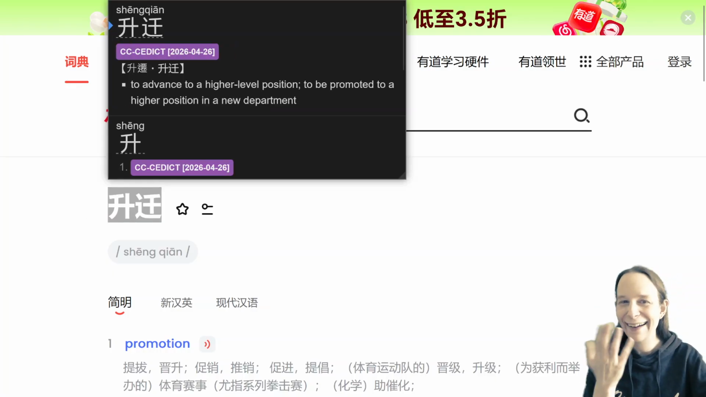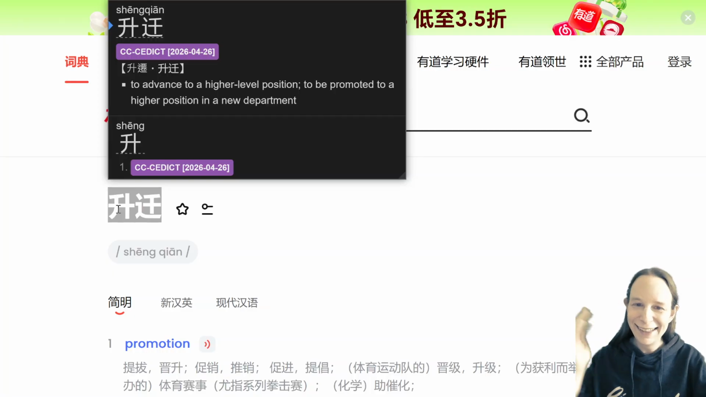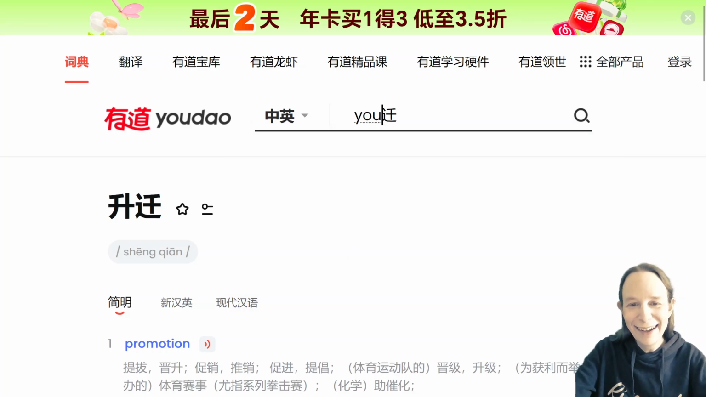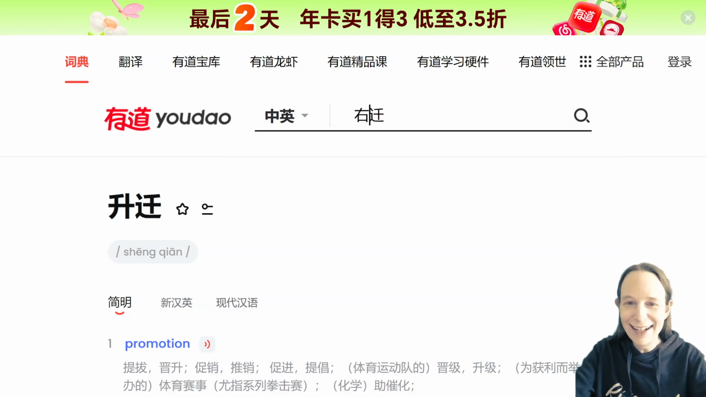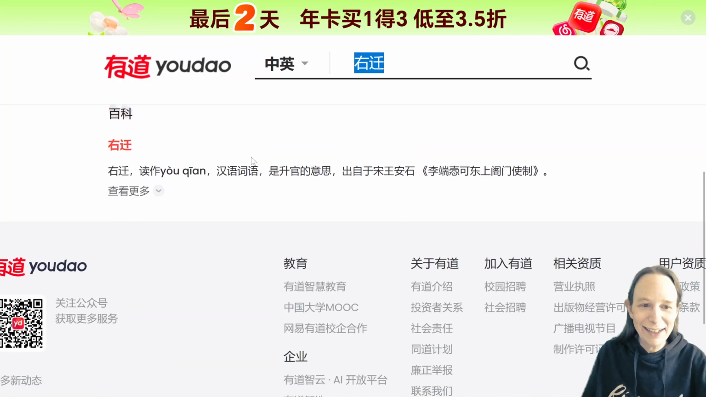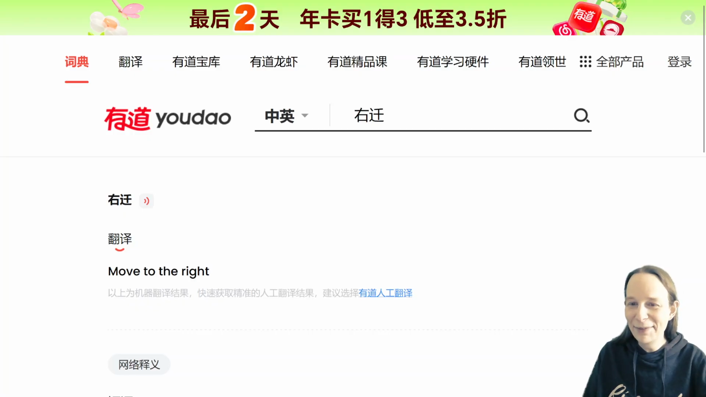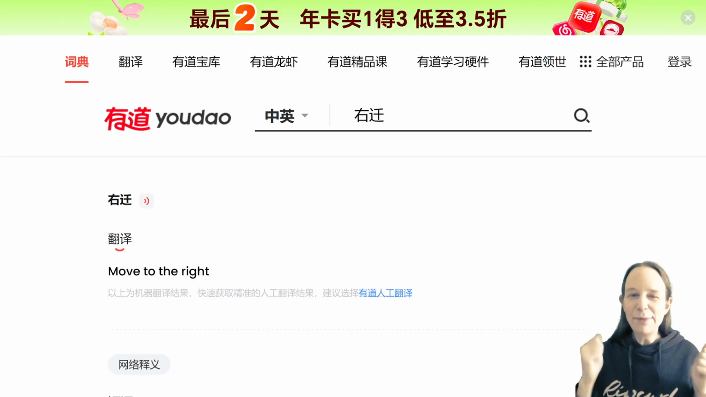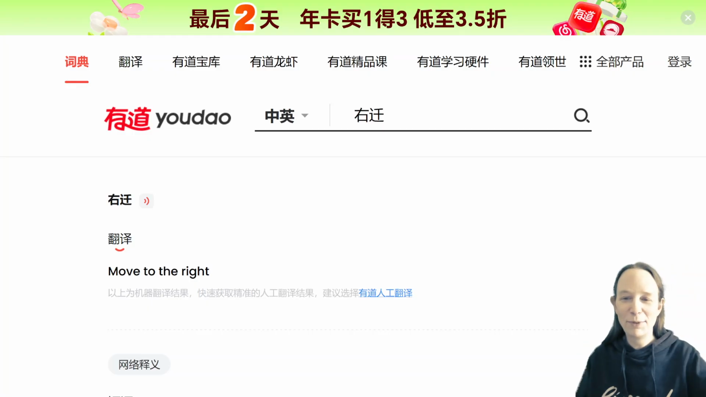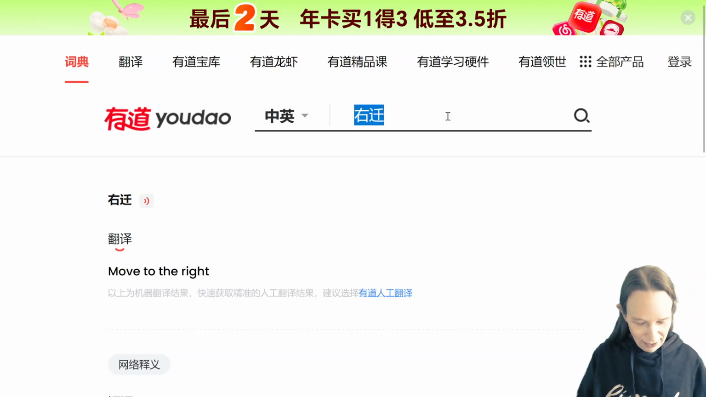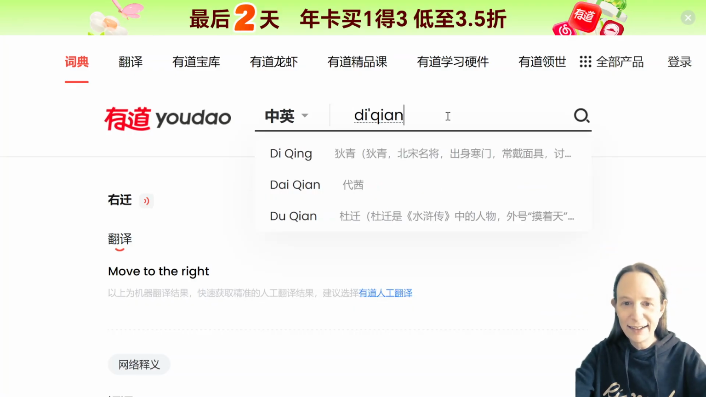Wait. The opposite of 升 is 降, right? So is there a 右迁? I don't know, it sounds logical. Just a jump to the right, and then a step to the left. No, I got it backwards: jump to the left, and then a step to the right. Put your hands on your hips, and bring your knees in tight. Okay, 低迁.